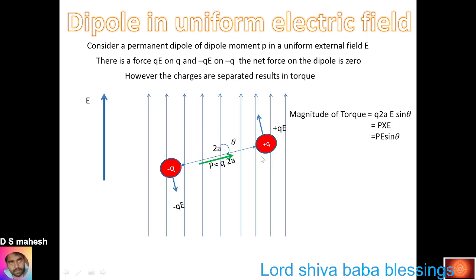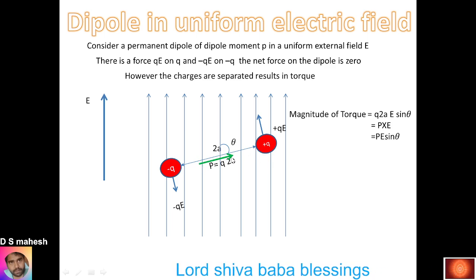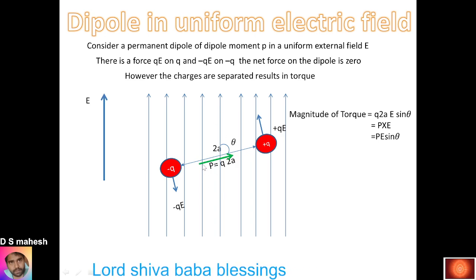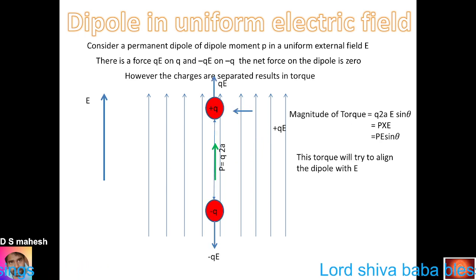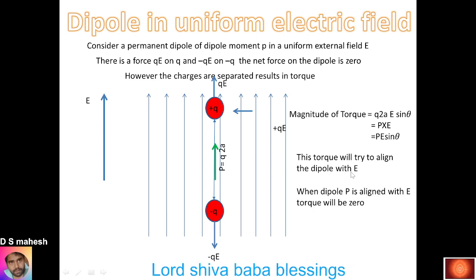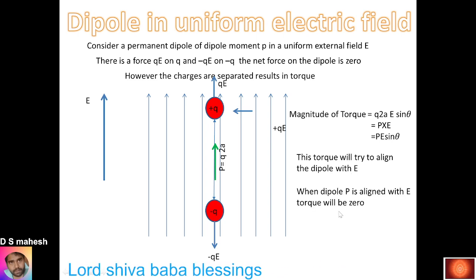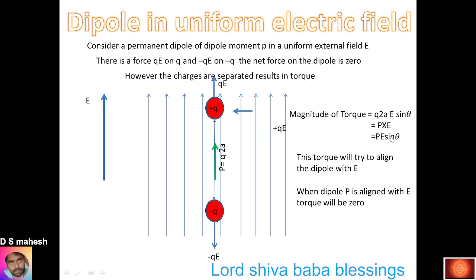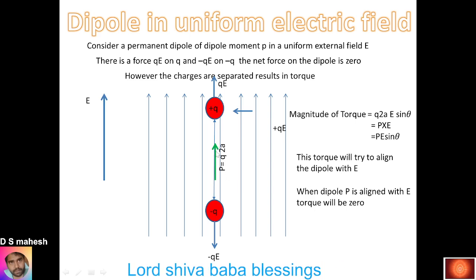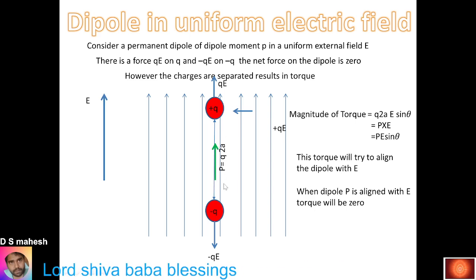The torque will keep trying to rotate the dipole until the dipole moment aligns with the electric field. When the dipole moment aligns with the electric field, the torque becomes 0. Look over here: this is trying to rotate the dipole, and when the dipole moment is aligned with the electric field, the torque would be 0. So now you are aware that in a uniform electric field the net force would be 0, but there will be a torque, and the magnitude of that torque is given by P cross E or PE sine theta, and that torque becomes 0 when the dipole moment aligns with the electric field E.